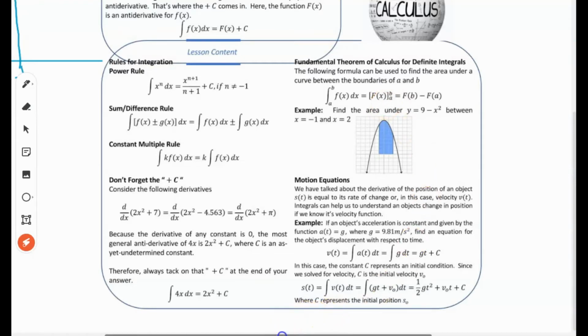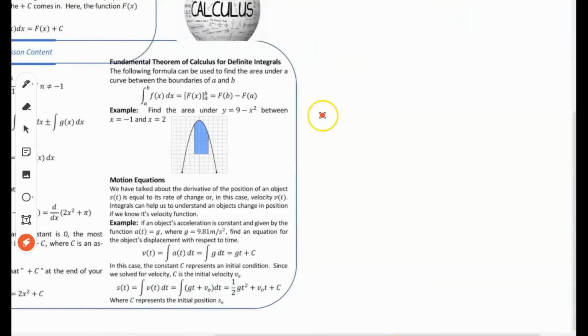So let's try this example then. Here we have a curve. It's y equals 9 minus x squared. And we want to find the area under that curve between x equals -1 and x equals 2. So how we're going to write it will be like this. The integral between -1 and 2, so we have the definite integral of this function, 9 minus x squared, with respect to x. So this is what we need to solve.